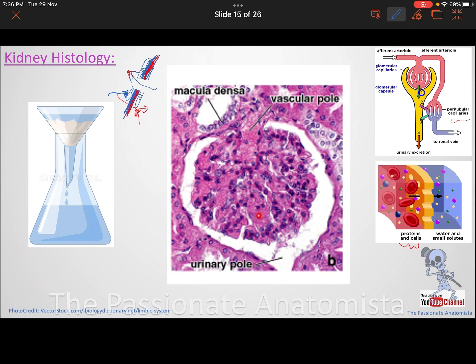Now what happens here is that you will have your blood coming in, and then the glomerulus will be here, and then you will have the efferent arteriole coming out. There is a very important structure here, you guys, called macula densa. And macula densa are densely packed cells. That's why we call them macula densa.